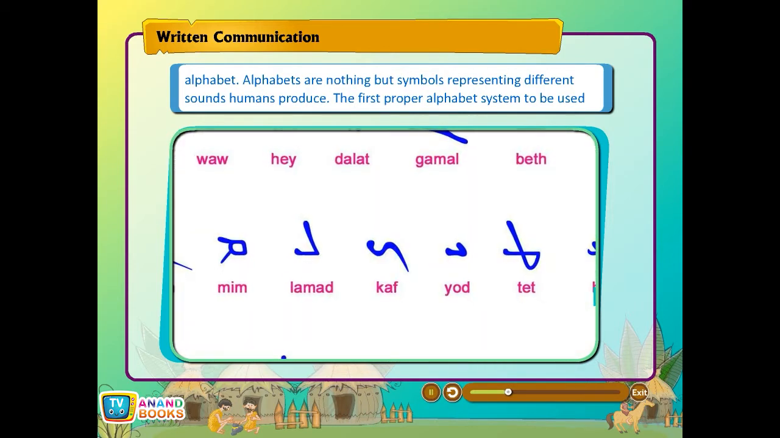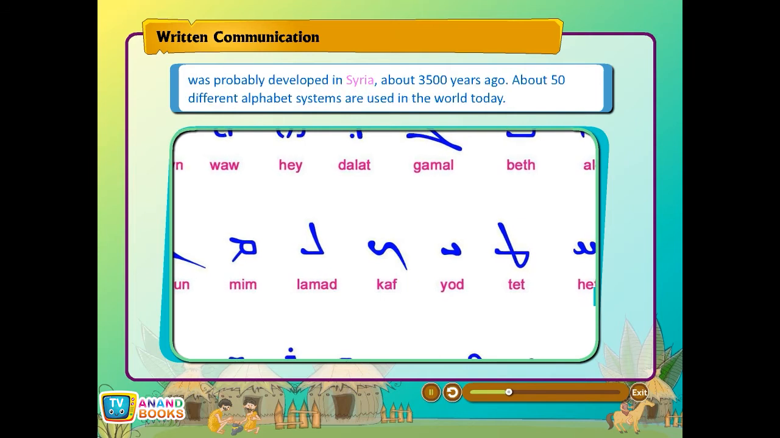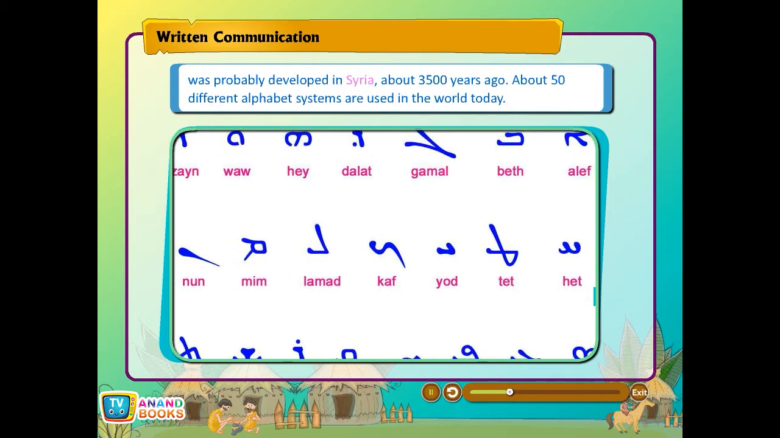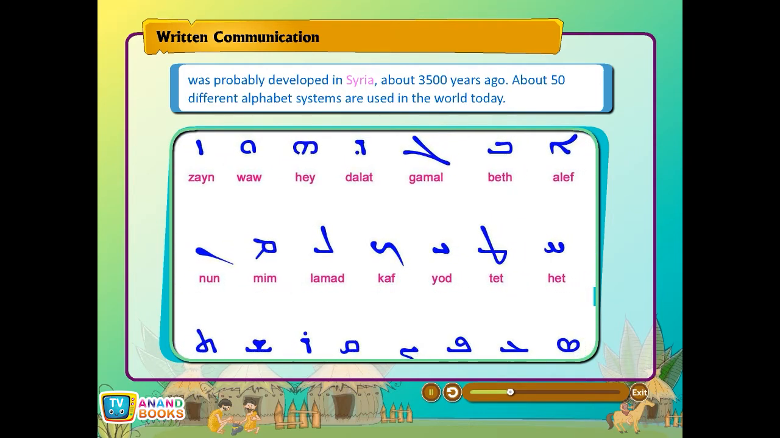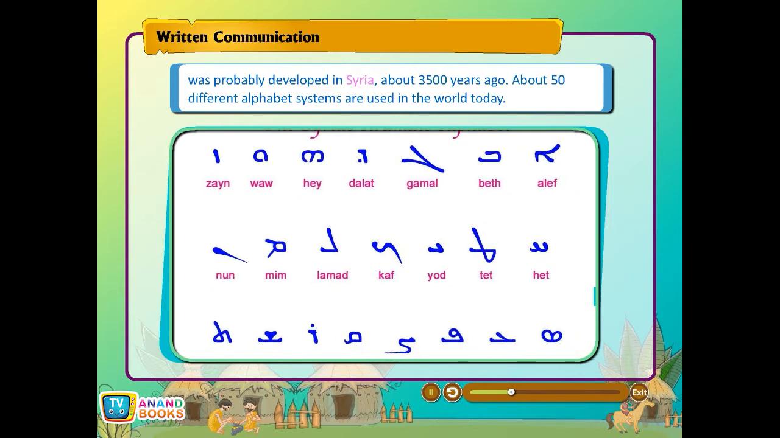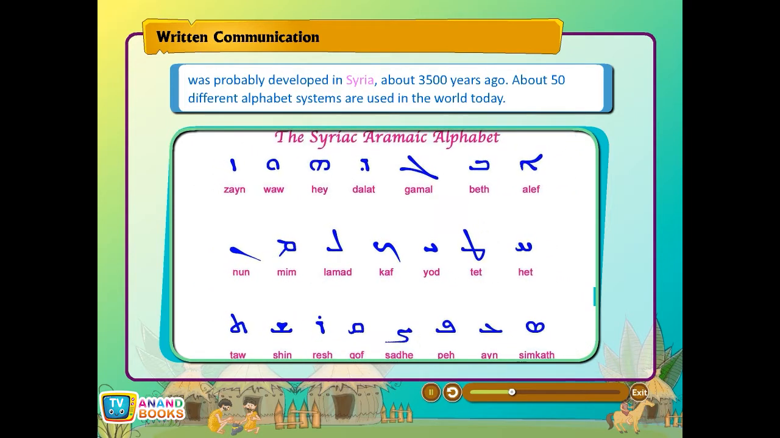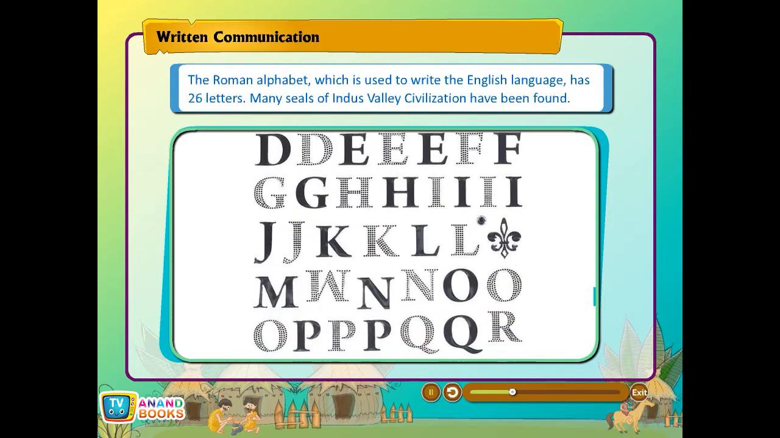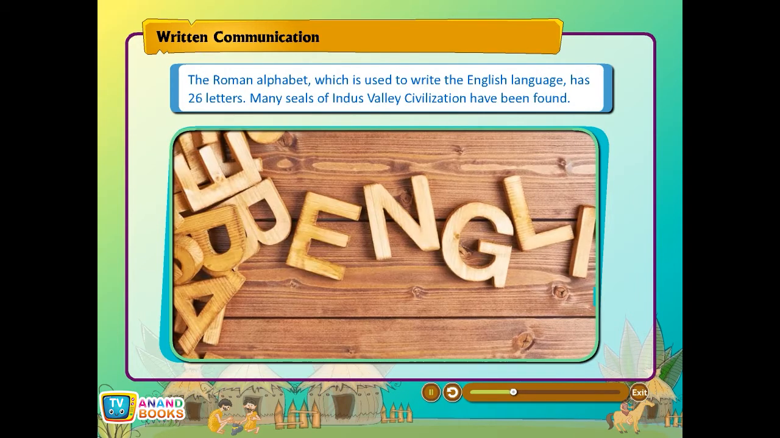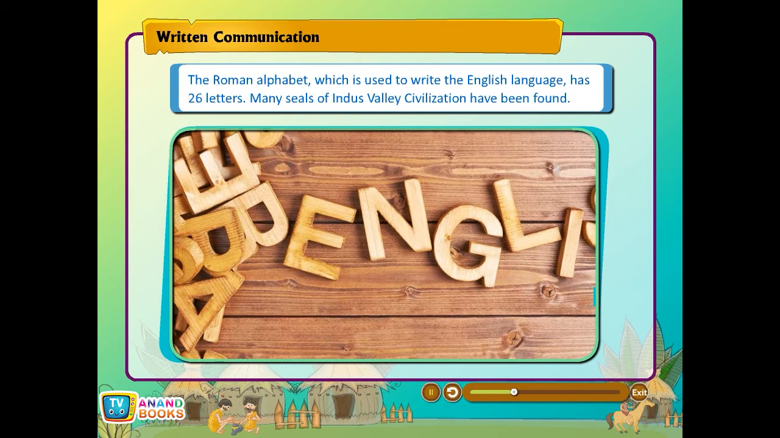The first proper alphabet system to be used was probably developed in Syria about 3,500 years ago. About 50 different alphabet systems are used in the world today. The Roman alphabet, which is used to write the English language, has 26 letters.